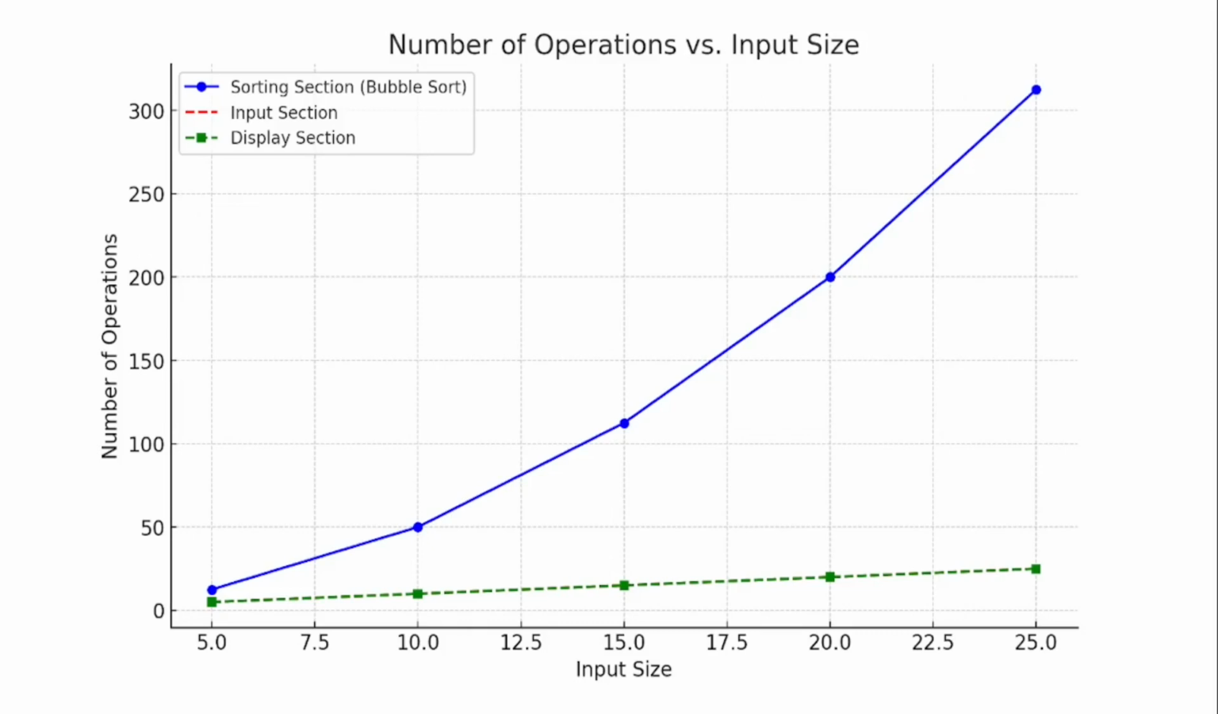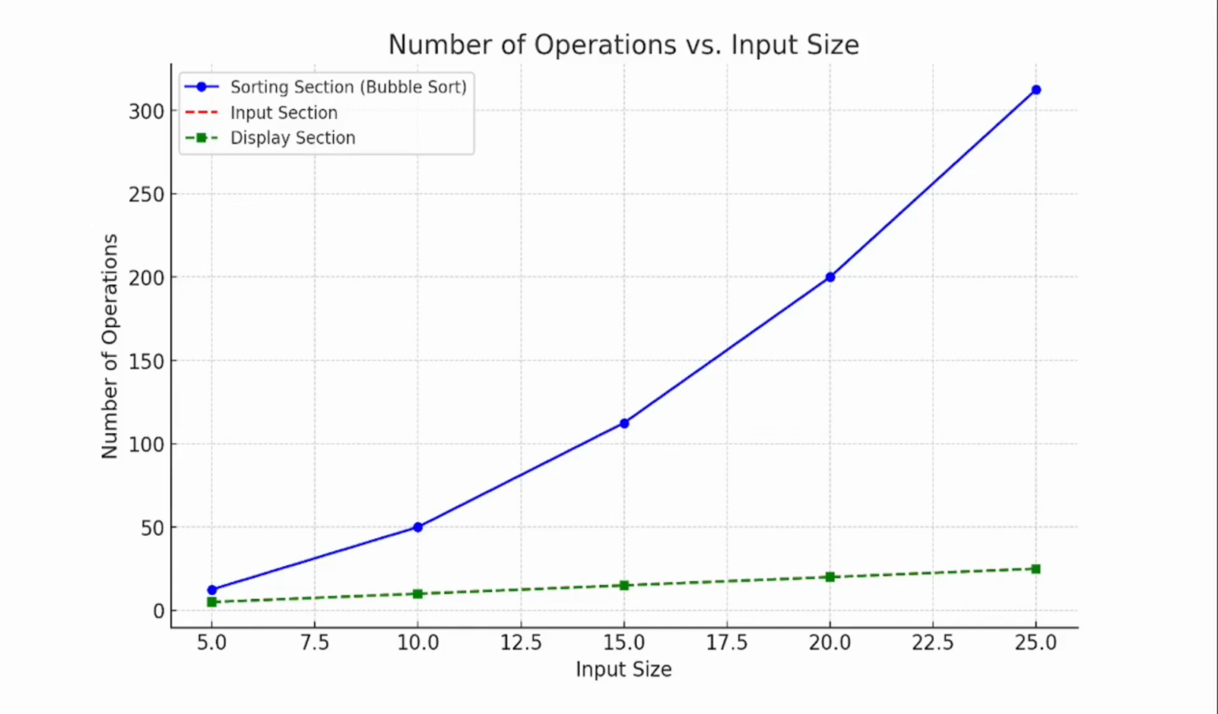In practice, this understanding guides your choices. If you know your application will deal with large amounts of data, recognizing that the sorting part with its dominant term is the bottleneck can lead you to seek more efficient sorting methods.